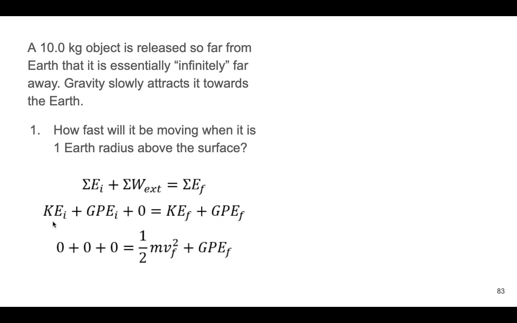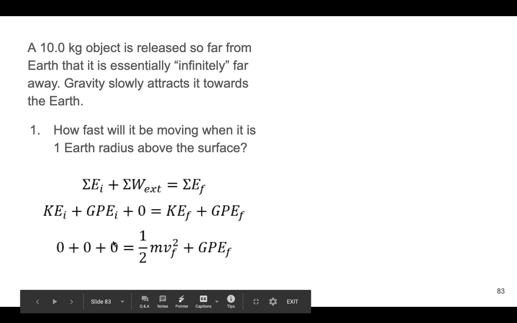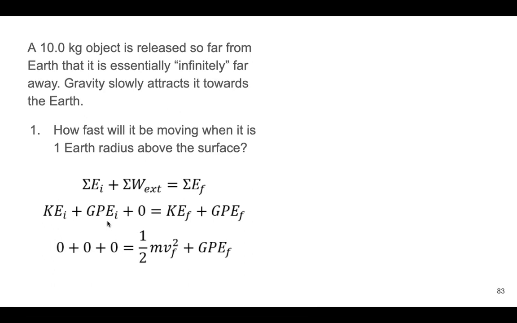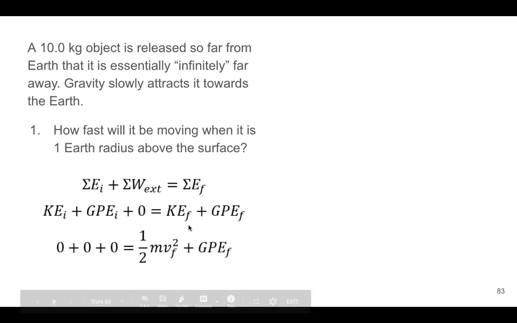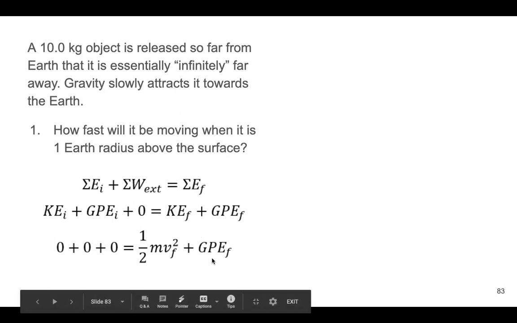So initially, this thing is released. It's not moving, so it has no kinetic energy. And it's infinitely far away, so it has no GPE, and the work again is going to be 0. So we just have 0 plus 0 plus 0 at the beginning. At the end of this situation, when we're 1 Earth radius above the surface, it's falling towards the Earth, so it is moving, so there is kinetic energy, and it is some non-infinite distance away from the Earth, so there's going to be some GPE that is owed.